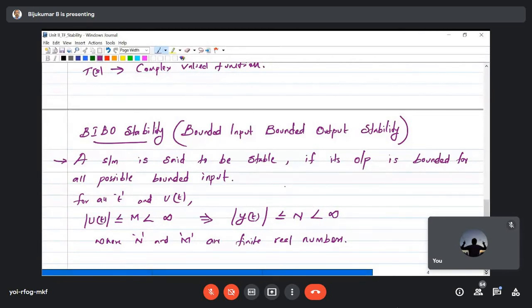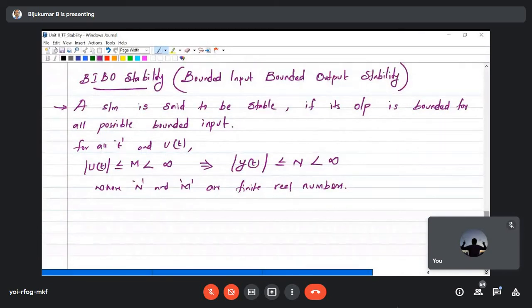I hope everyone understood what BIBO stability means. If any doubt is there, please ask me. It's clear? Yeah. Suppose I have a system y double dot t plus 5 y dot t plus 6 y of t is equal to u of t.